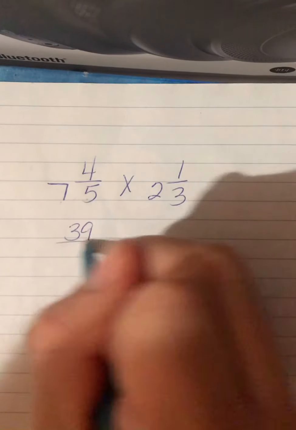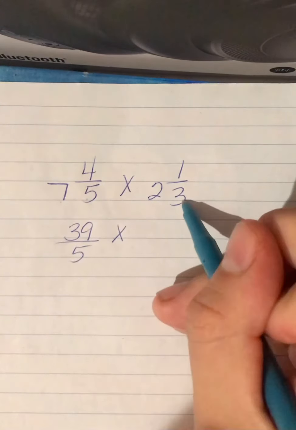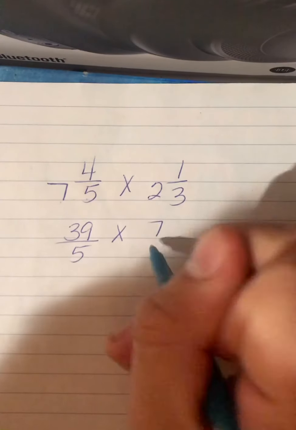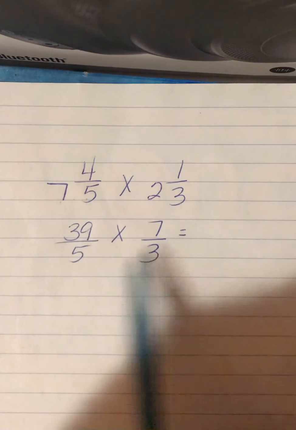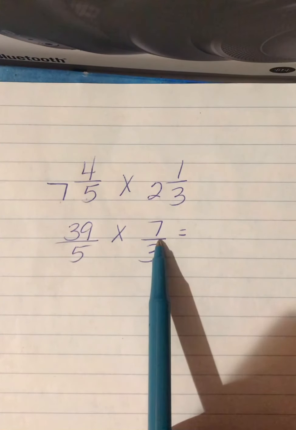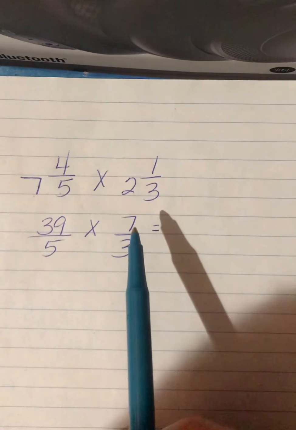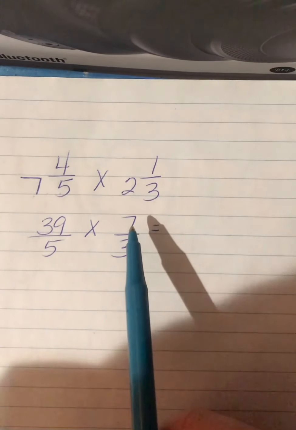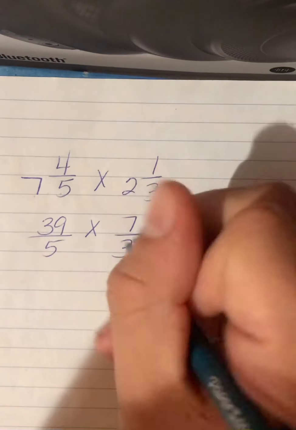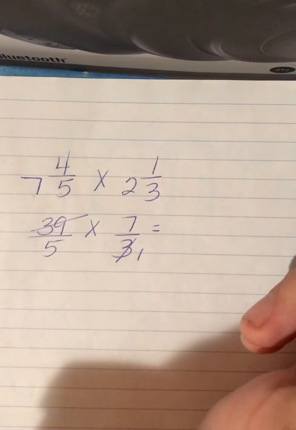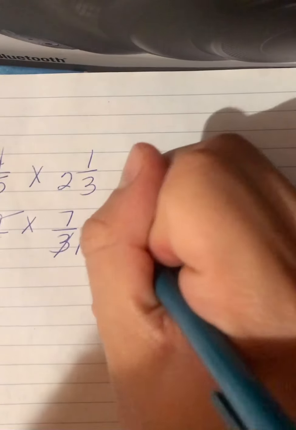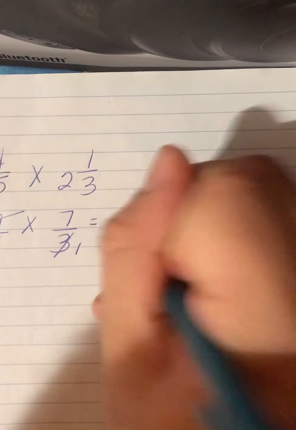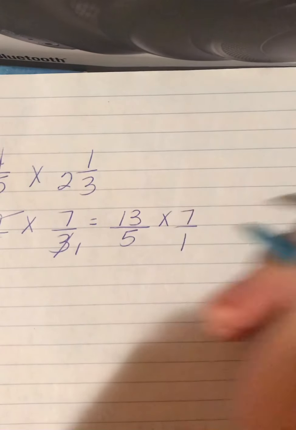So I get 39/5 times 3 times 2 is 6, plus 1 is 7, 7/3. I can't move on yet until I cross-simplify. 5 and 7 share no factors in common, but 39 and 3 share a common factor, which is 3. So 3 divided by 3 is 1. 39 divided by 3 is equal to 13. And I'm going to rewrite just because it's better to be neat than not to be neat. So I have 13/5 times 7/1.